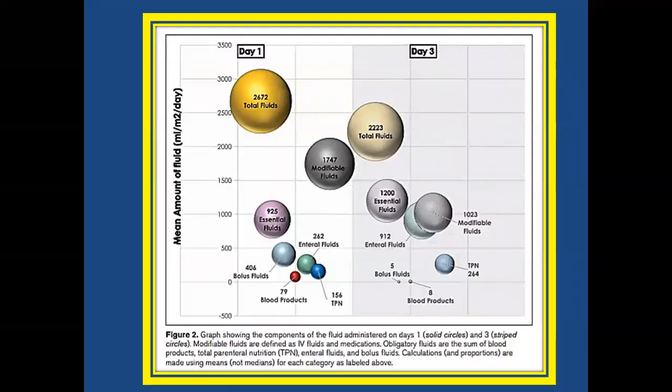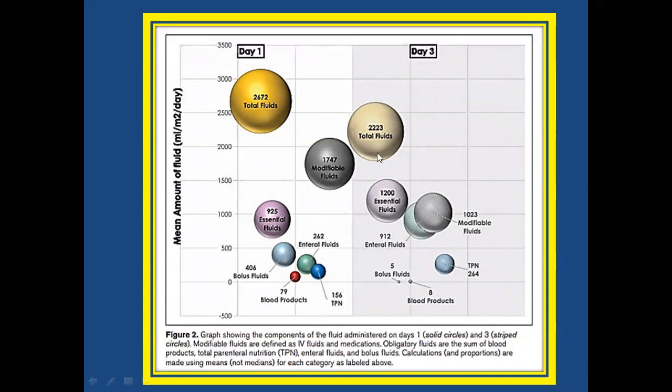So this is a graph showing the components of the fluid administered during day 1 and day 3. For day 1, the total fluids was 2,672, and out of this, the modifiable fluids was 1,747, and the essential fluids, or the obligate ones, was 925. Of this, 406 were fluid boluses, while the enteral feeds was 262, 79 for blood products, and 156 for TPN.